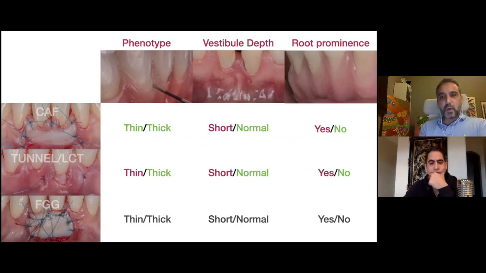So that's the reason why in this area we very often have the free gingival graft, which is very well indicated because, disregarding these aforementioned parameters, this technique is always feasible, regardless of the phenotype, the depth of the vestibulum, or the prominence of the roots.